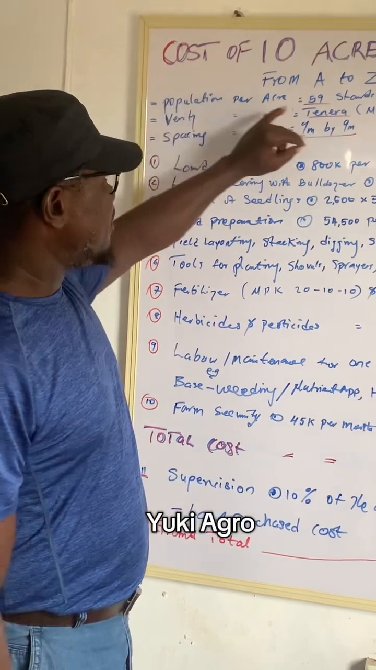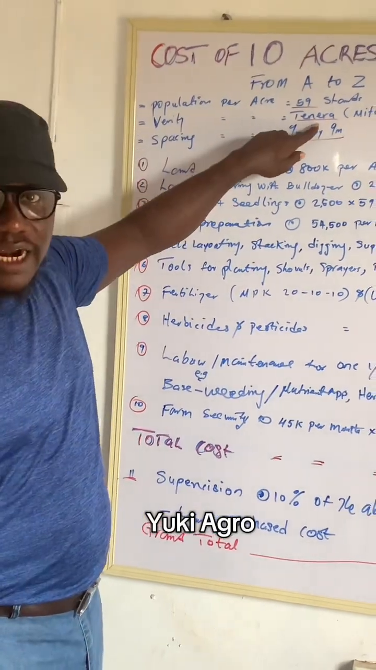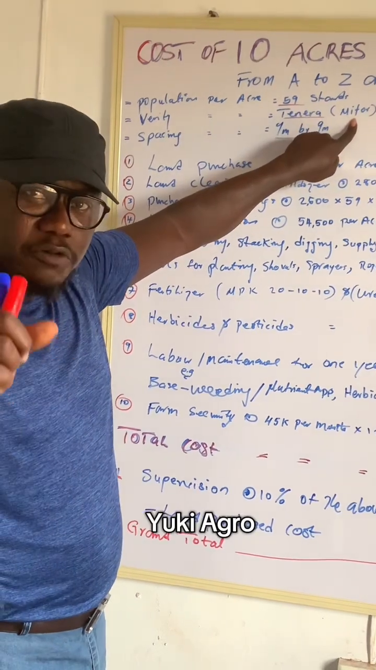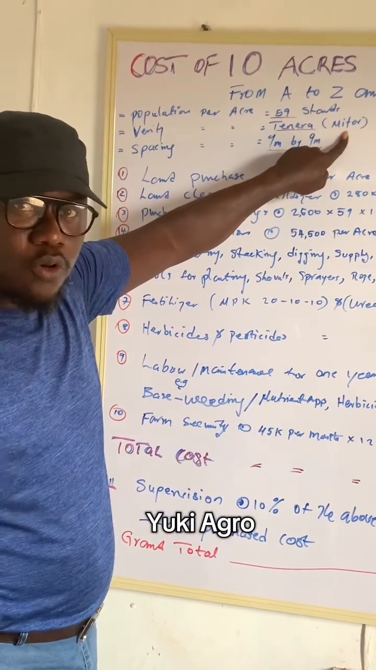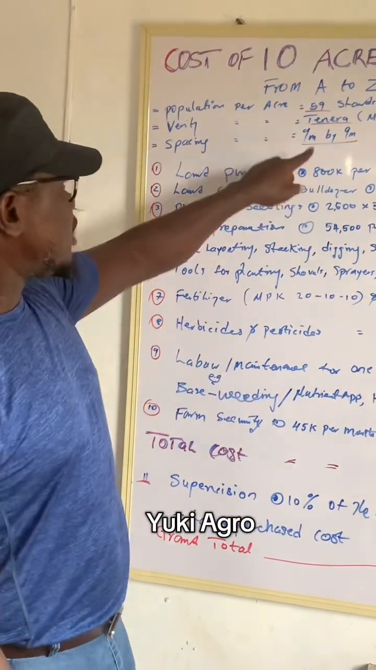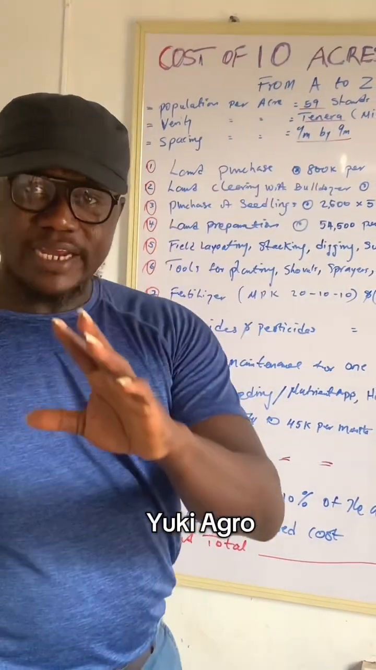Then the variety of what we are planting is tenera. In most cases, I always advise that you buy your seedling from 9-4, all right? Or Okumu or Presco in Edo State. Then you come back to the spacing. Like I was saying, the spacing has to be standard 9 by 9.